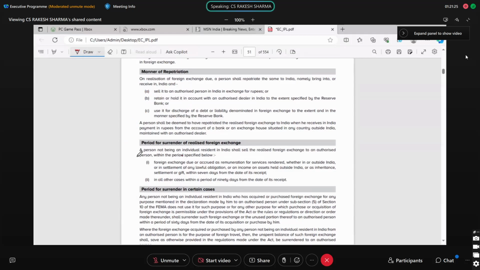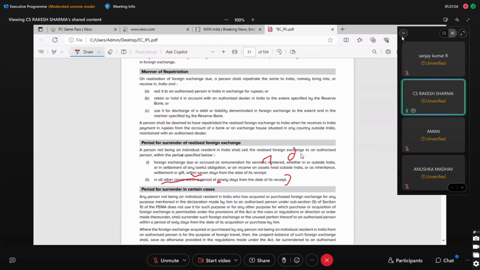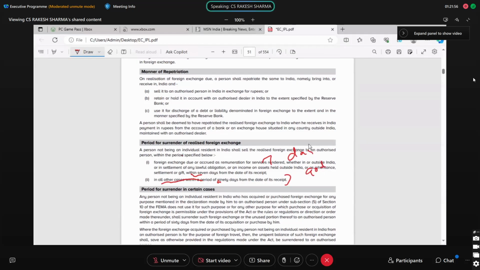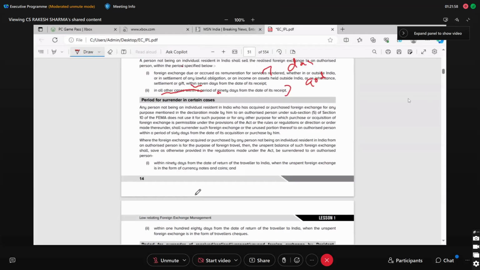A person not being an individual resident in India shall sell the realized foreign exchange to an authorized dealer within the specified period below. Foreign exchange due or as remuneration for services, whether in India, outside India, or in settlement of any lawful obligation, or an income: within 7 days. In all other cases, within a period of 90 days. 7 days and 90 days are the periods of surrendering the foreign currency.